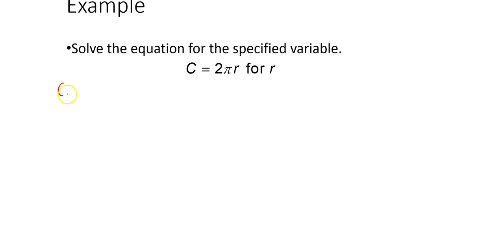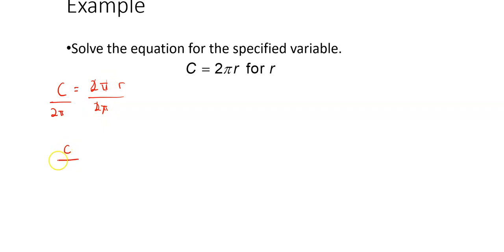So what do we do? We undo operations. We want to get r by itself. 2, pi, and r are all multiplied, so you undo multiplication by division. In this case, if we divide both sides by 2 pi, now the 2's cancel, the pi's cancel.